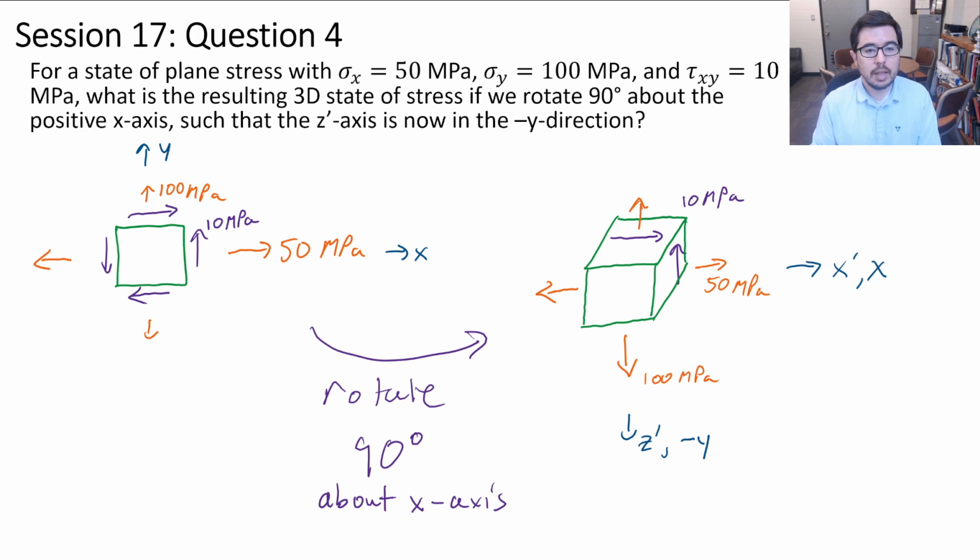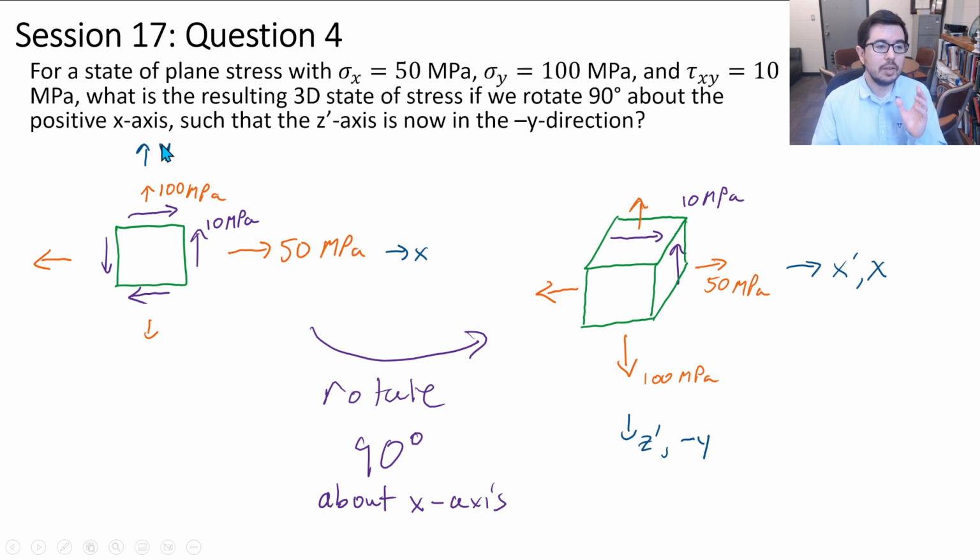So what I'd like you to do, this is the final problem for this session, is to take the state of stress, sigma x equals 50 megapascals, sigma y equals 100 megapascals, tau xy equals 10 megapascals right here. Before, we had to restrain our rotations to 2D, about the z. What happens if you rotate 90 degrees about the positive x-axis?